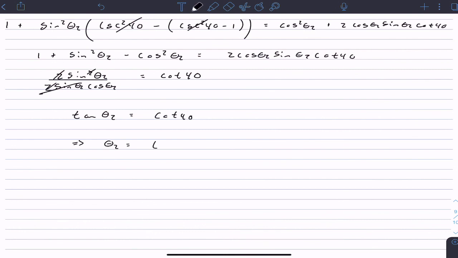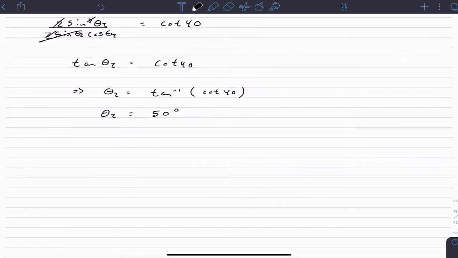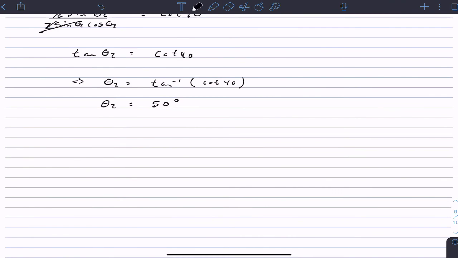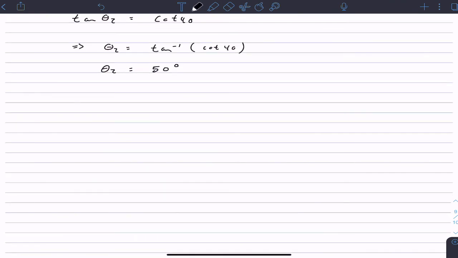which means that the angle theta 2 is going to equal the inverse tangent of cotangent 40. Because cotangent 40 will give you a numerical value. So we plug that into a calculator, and let's see what we get. And I plug that in and I get 50 degrees. So that is the angle theta 2. That actually will allow me to plug in and solve for the other two velocities.